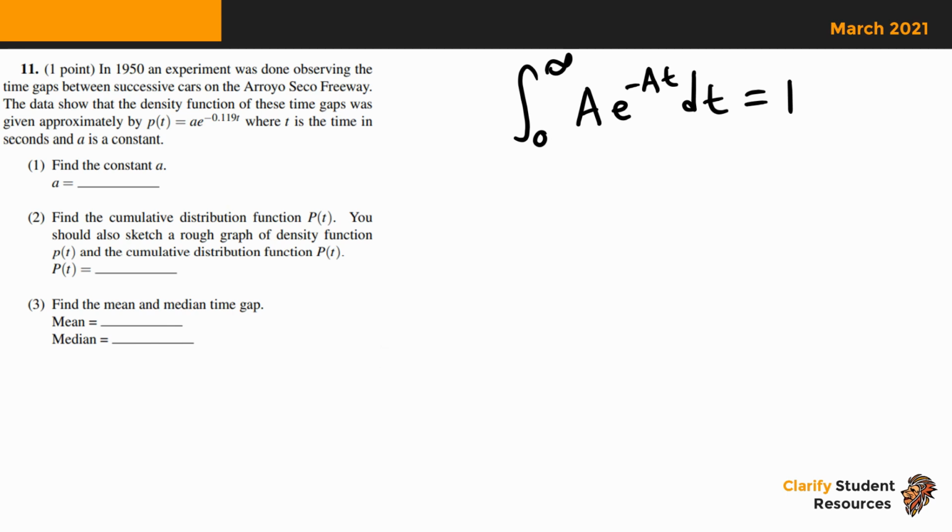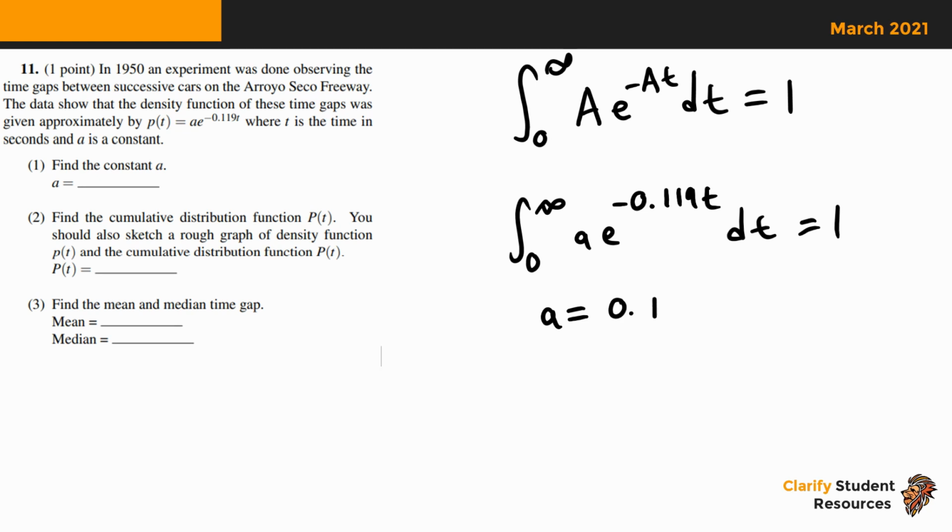So whenever you have this kind of question, 0 to infinity of some constant times e to the negative 0.119t dt, this is basically going to equal 1. And it's telling us that a is equal to 0.119.